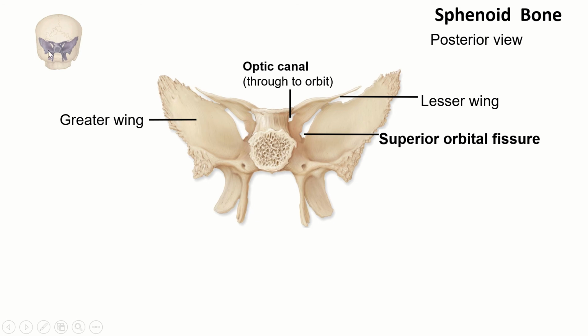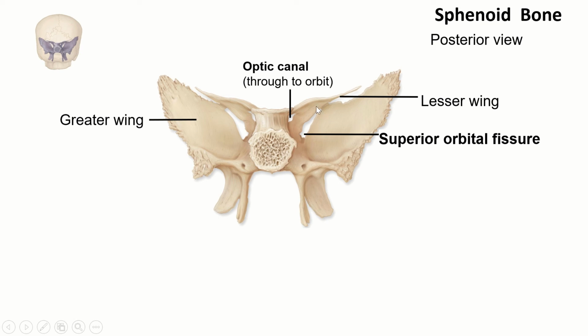So this is the posterior view. Imagine we took the back off the skull and we're looking forward. This basilar part right here articulates with the occipital bone. And then we have the optic canal here, here, and here for our optic nerve. And then here, we have the superior orbital fissure on either side. This sits between the greater wing and the lesser wing on each side.